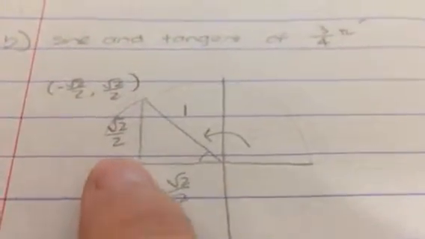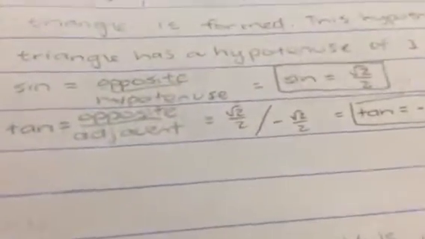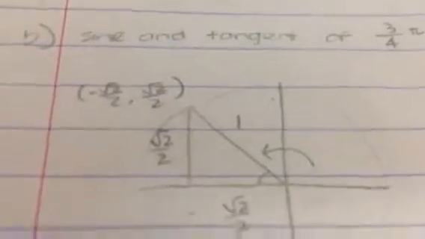And sine is opposite, so that's root 2 over 2, or you can just look at the y value. And tangent is opposite over adjacent, so root 2 over 2 divided by negative root 2 over 2, and that's just negative 1. Or you can look at the x and y values again. Tangent is just sine over cosine, so sine divided by cosine is negative 1 again.